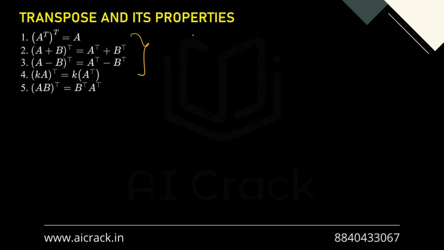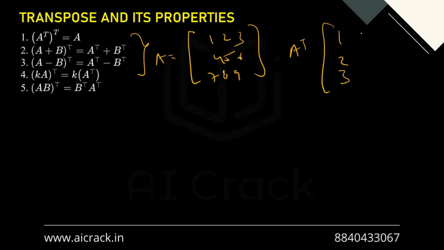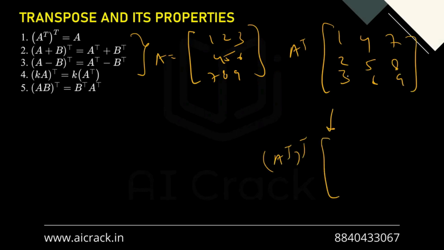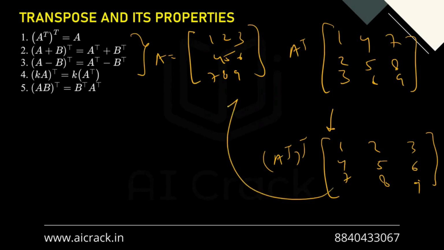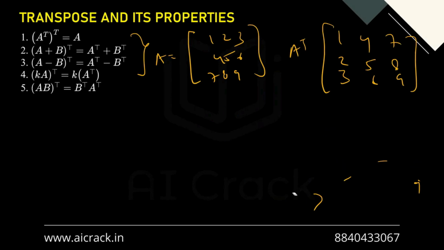I'll take one example. So let's say we have 1, 2, 3, 4, 5, 6, 7, 8, 9. This is our A. Now let's try to find A transpose. I'll be getting 1, 4, 7, 2, 5, 8, and 3, 6, 9. Now you can clearly see that this matrix is the same as this matrix. Okay. So you can similarly prove all the other properties.